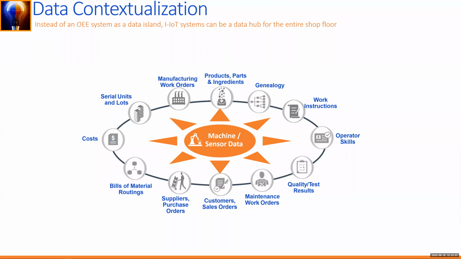And that contextualization of the data is very important. So instead of having a simple isolated system that's going to sit and be completely separate from an SPC system, that's completely separate from your external warranty system, that's completely separate from this and so forth, you can pull all of that information together and have a system that acts as a data hub for the entire shop floor.